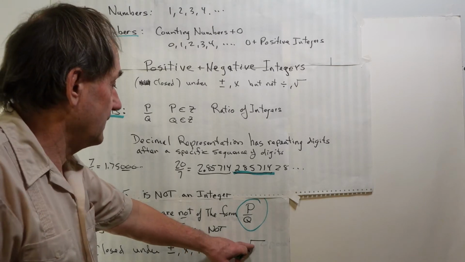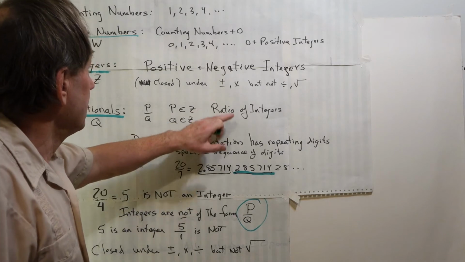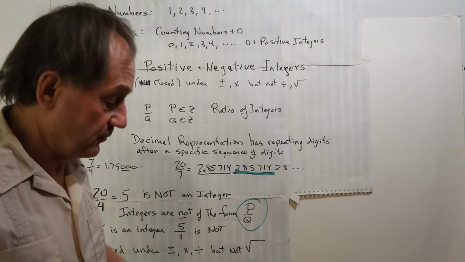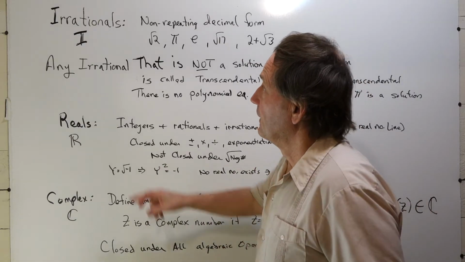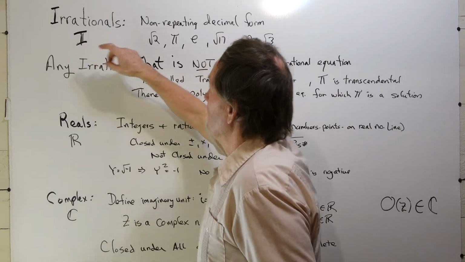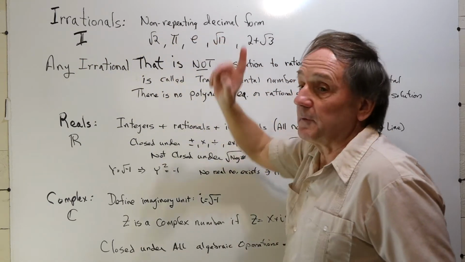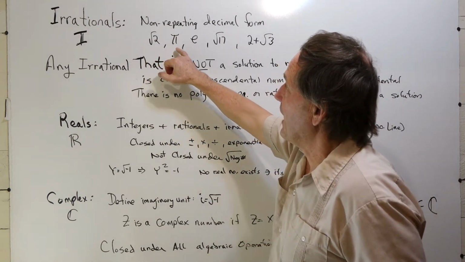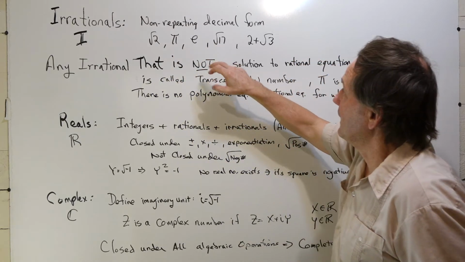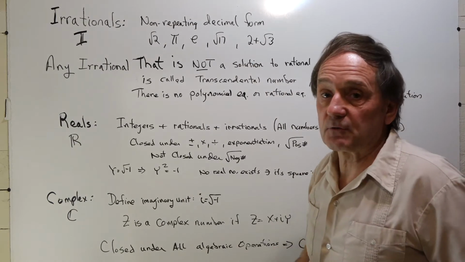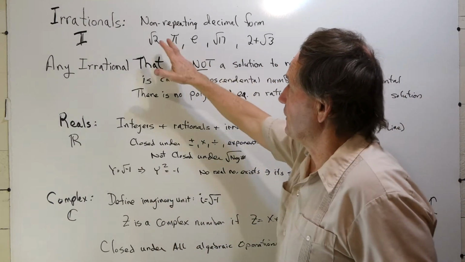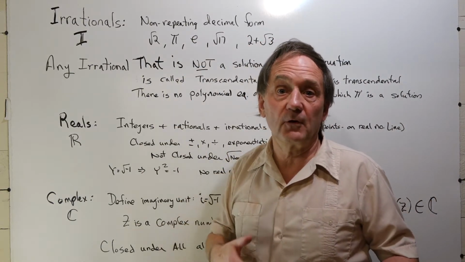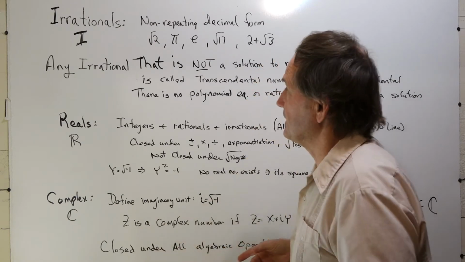For example, if I take the square root of 2, I get what's called an irrational number, not a rational number. The irrational numbers we designate by capital I, and these are numbers that have non-repeating decimal forms. Examples would be the square root of 2, pi, e, square root of 17, and the third root of 2 plus the square root of 3. These numbers and any irrationals have decimal representations that just go on and on forever, like a random sequence that never ever repeats.